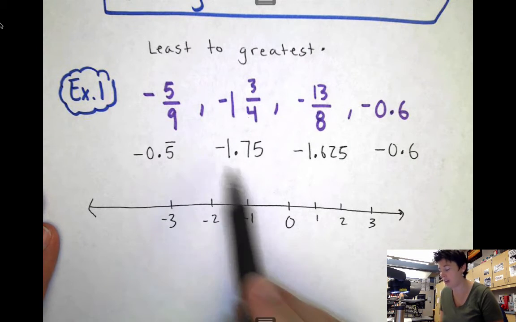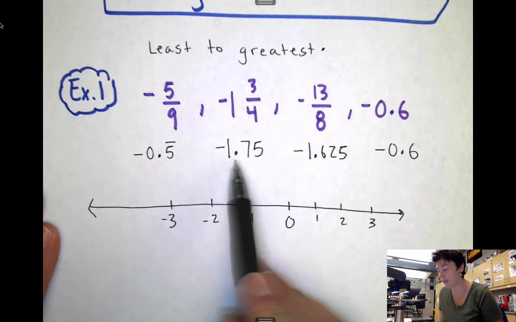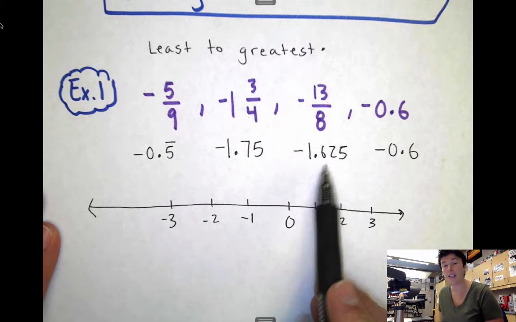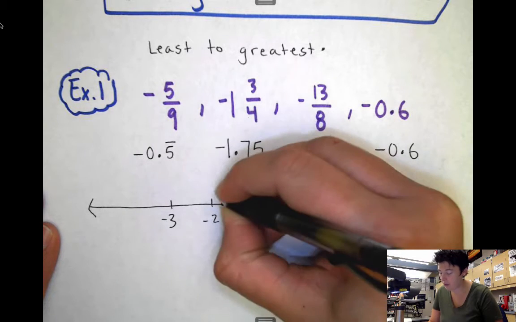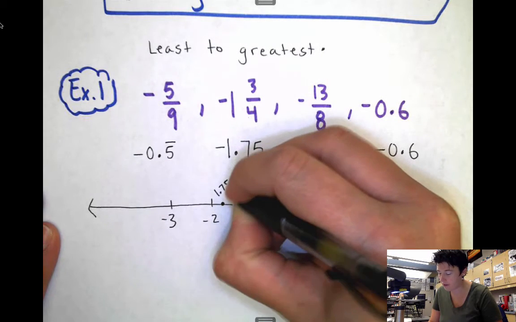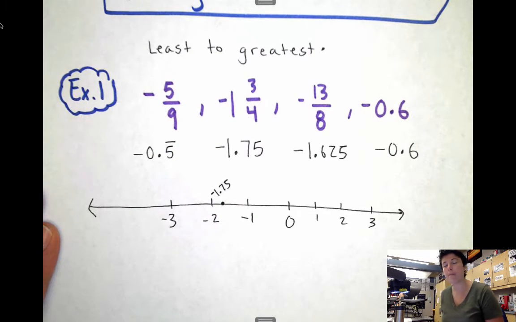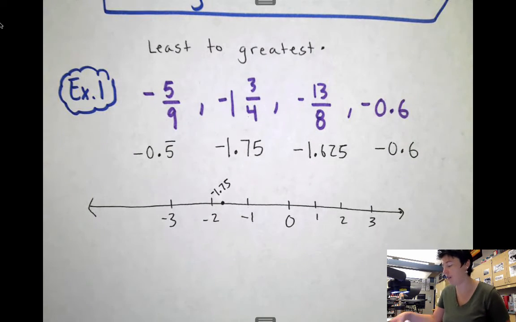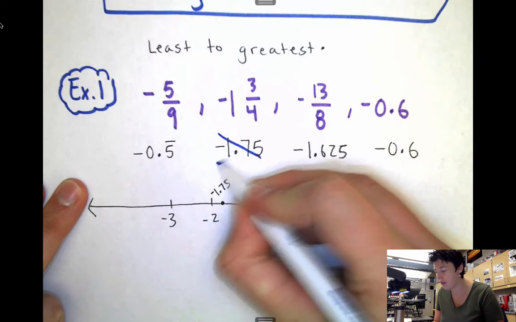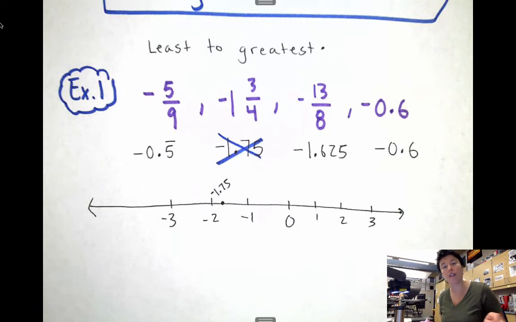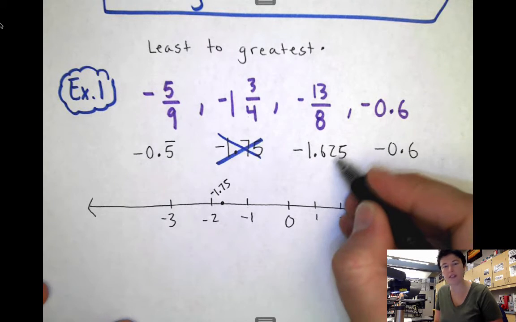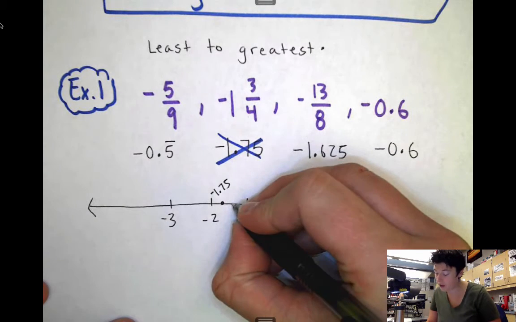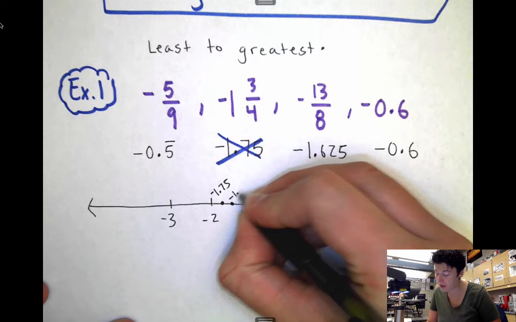Well, here's negative 1, here's negative 1.75 and 1.625. 1.75 is going to be the farthest out here. That's going to be right here. Negative 1.75, it's going to be right there on the number line. That number is going to be farthest to the left. So as I'm ordering these on the number line, I'm going to cross it out so that I can easily remember, okay, I've already done that number. So the next number to come in order is going to be this negative 1.625. That's a little farther over. It's right here, but it's pretty close to the other numbers. Negative 1.625.